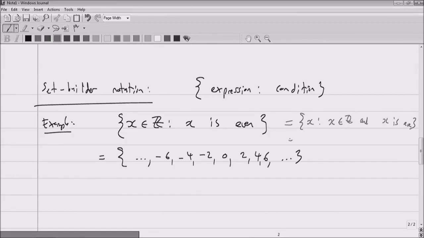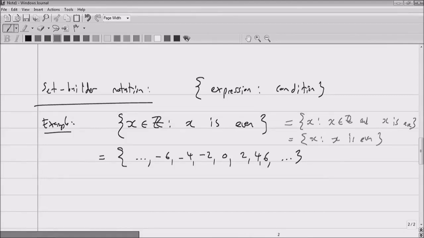Or, you could write it down like this. If you were happy with the fact that something which is not an integer could never be even, you could just say the set of all x such that x is even, and leave it to the reader to figure out the fact that you must only consider integers. Yeah? Is 0 strictly an even number? Yes, 0 is an even number. And so are the negative ones, yeah.